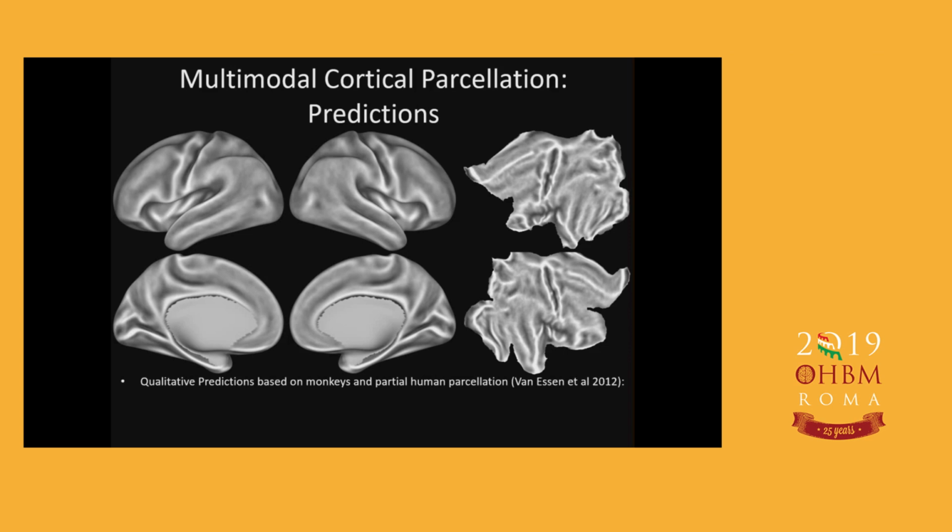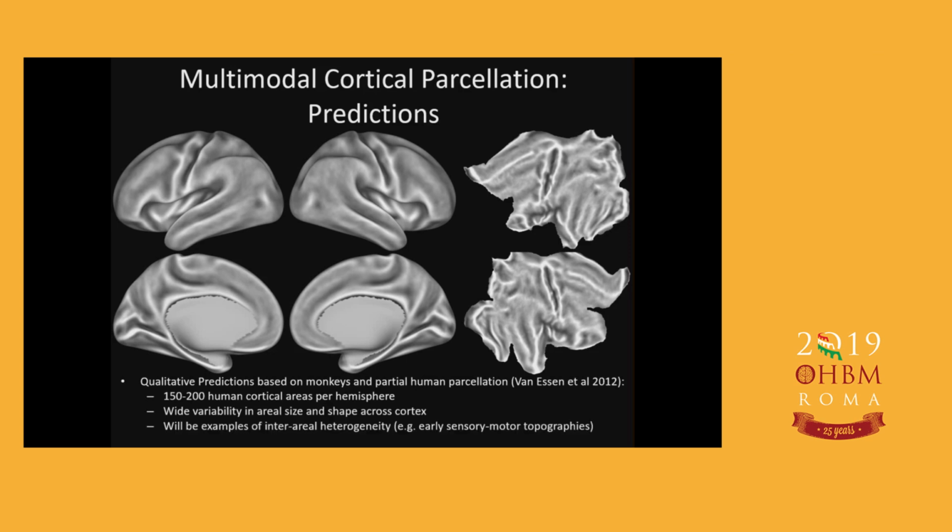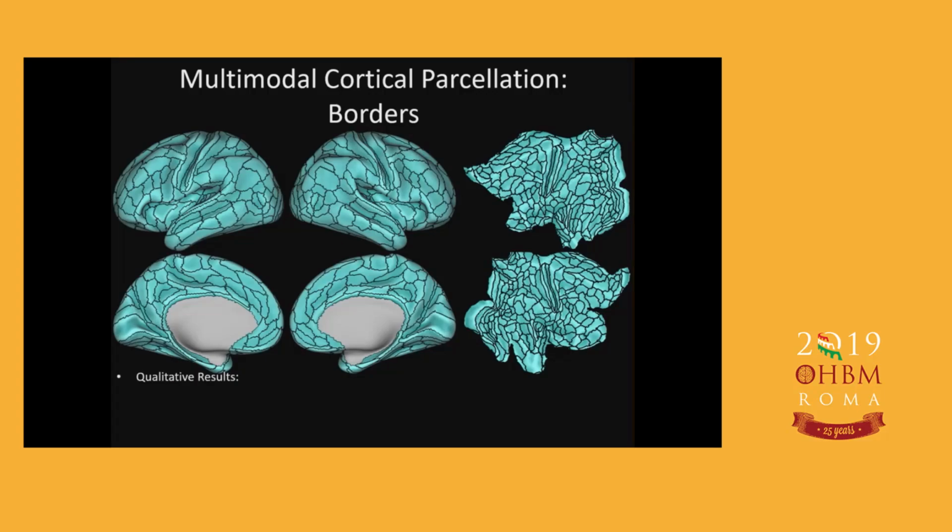So we had a few predictions going into this exercise. Based on partial human and monkey parcellations, we thought there'd be somewhere between 150 and 200 cortical areas per hemisphere. We thought there'd be wide variability in areal size and shape across the cortex, and examples of inter-area heterogeneity, such as the sensory motor topographies.